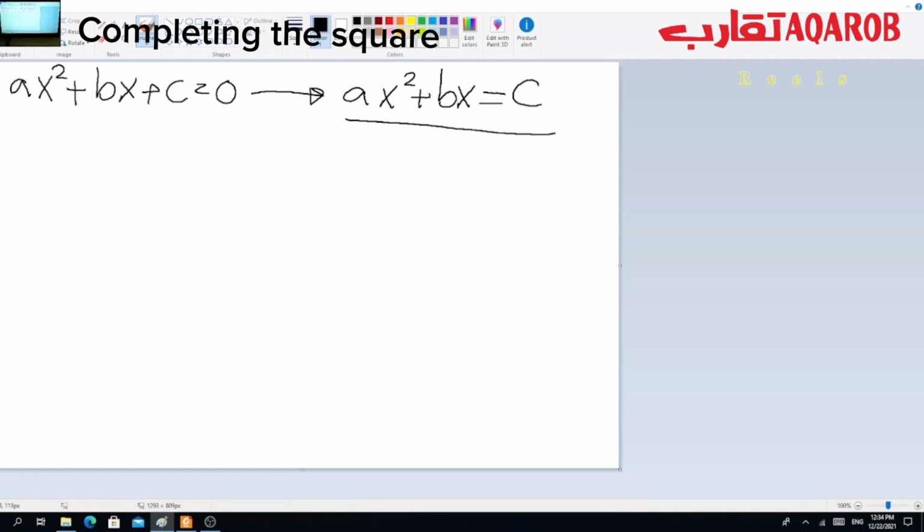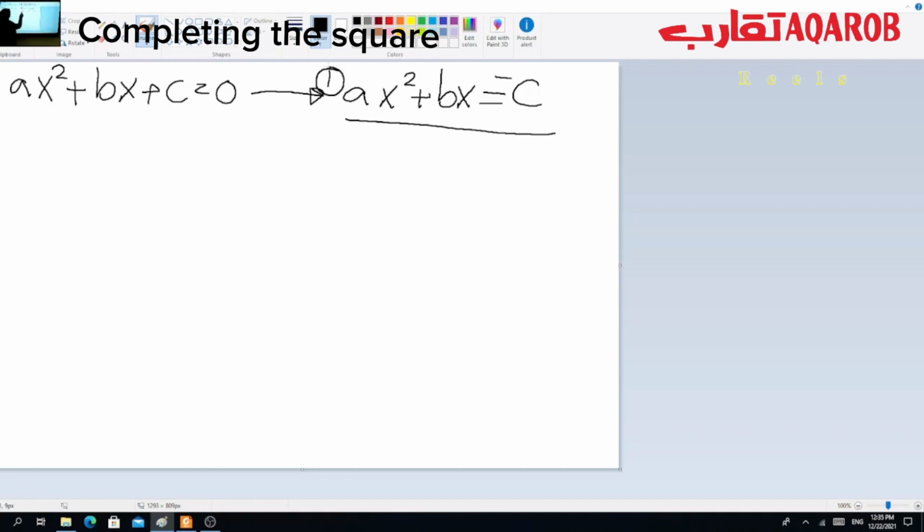So you can notice that you will move c to the other side, or to be more specific, it should be negative c. Anyway, I want you to know that the first step in solving by completing the square is to reform the equation to make it like ax squared plus bx equals c. So this is the first step.